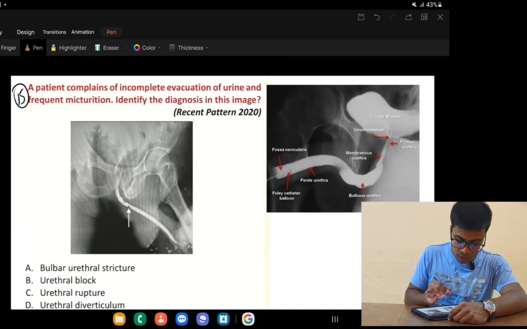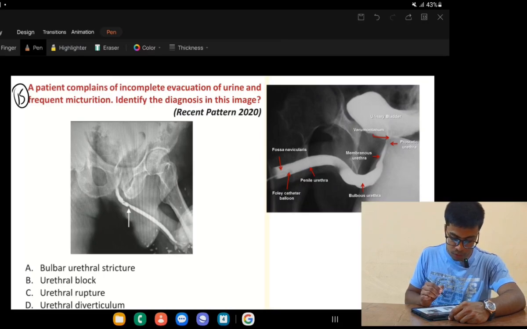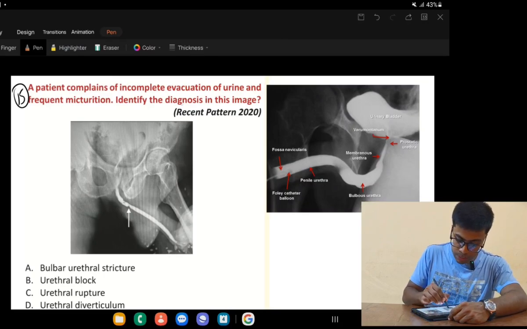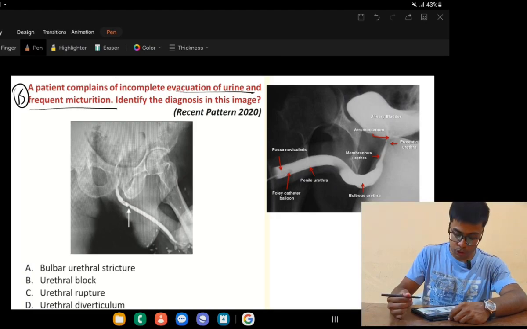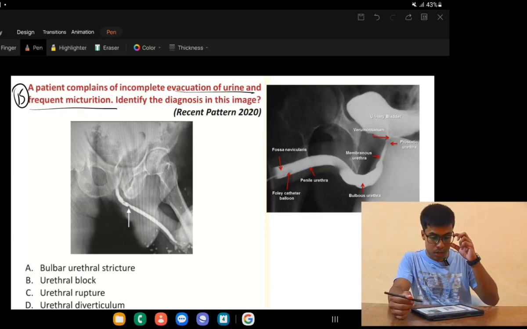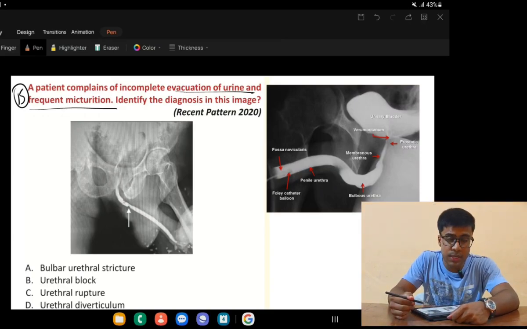Now coming to this question. This question is also asked very often. The patient complains of incomplete evacuation of urine and frequent micturition. So what is this? There is frequent micturition, and evacuation of urine is incomplete.